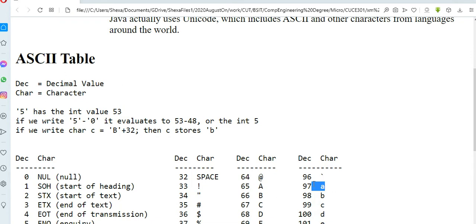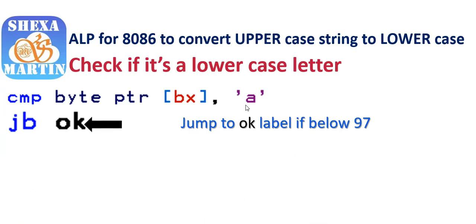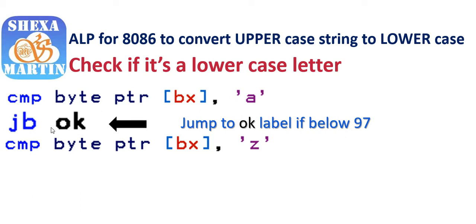You can see it here. A is 97. So if it's below 97, it means it's something which is in uppercase. So we jump to the OK label, and then from there we go and check again. So you can see that we are checking characters. We want to have a range from A to Z, so that's what we're doing.